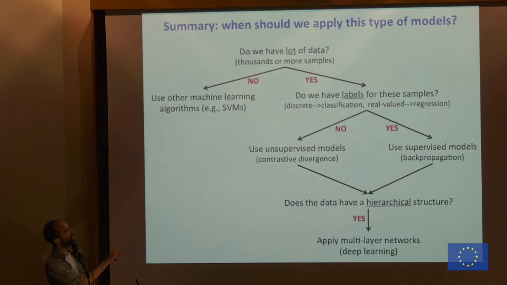If we do have a lot of data, these algorithms like support vector machines might have problems because they don't easily scale with big problems. So maybe yes, we should use this type of neural networks.